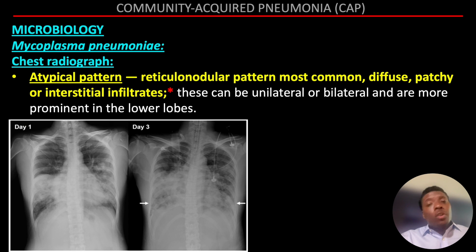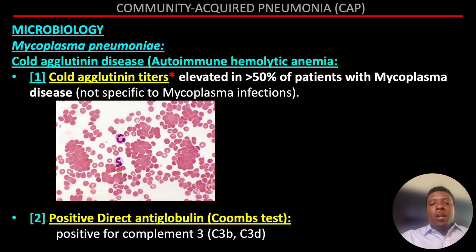Now, in terms of chest radiograph findings for mycoplasma pneumonia, the classic findings are what we call the reticular nodular pattern or interstitial pattern, which are not specific. You can see that with many types of atypical pneumonia. So it's not a specific pattern for mycoplasma, but it is yet a classic pattern for this condition because it is an atypical type of pneumonia as well.